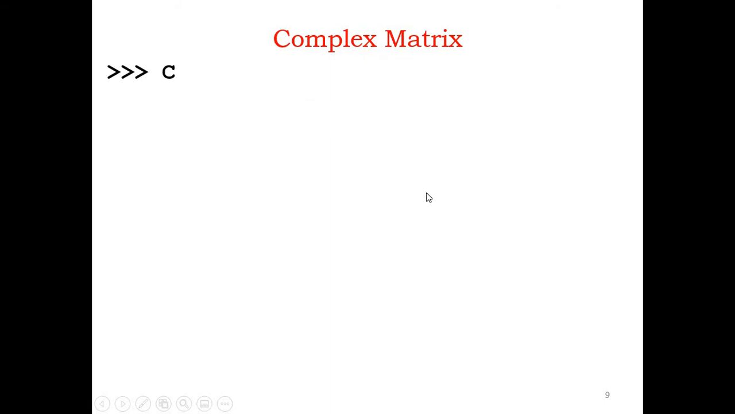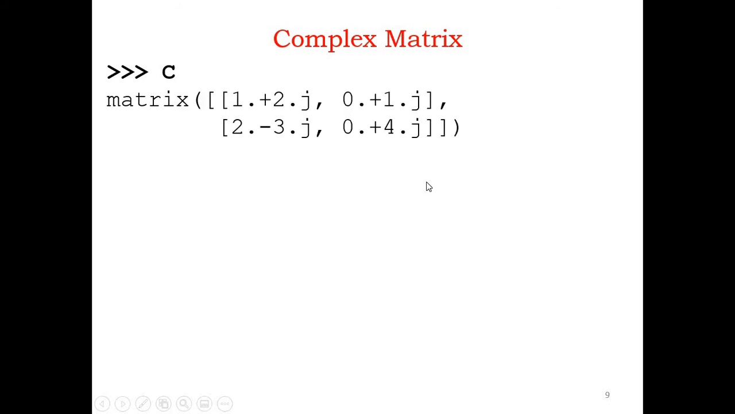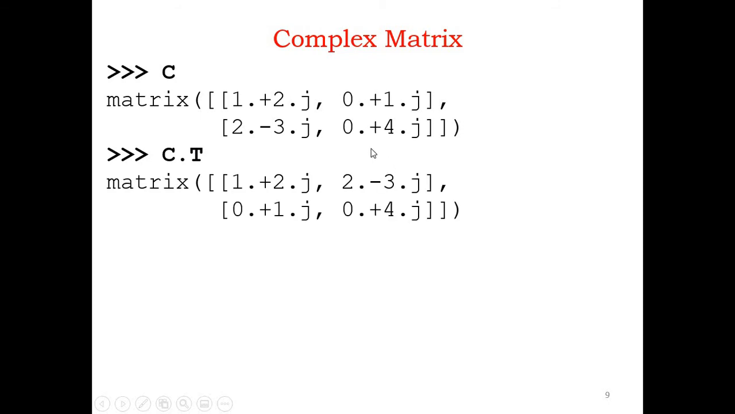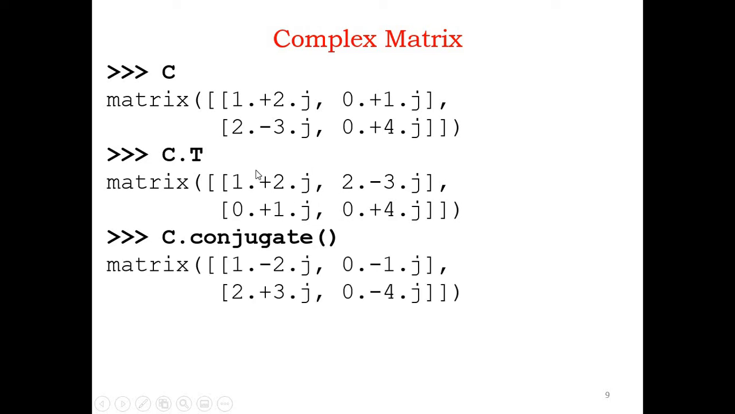Complex matrix. I told you about complex arrays in some other episode. Now C is the complex matrix. All the elements are complex. If you now write C dot T, T for capital T is for transpose, so the matrix will be transposed. That is nothing new. But if you write C dot conjugate, the elements will be the conjugates of these things. That means elements will be 1 minus, 0 minus and so on.